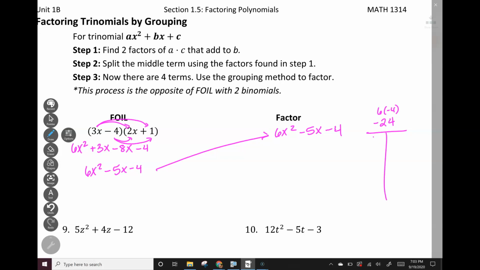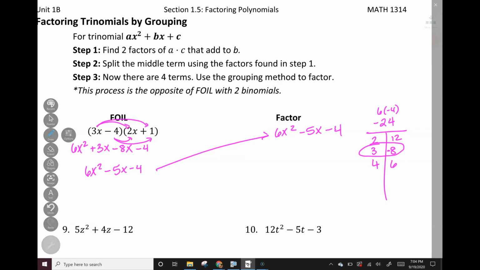And our factors, I'm not going to do 1 and 24. Let's do 2 and 12, 3 and 8, 4 and 6. And now we want the ones that add to negative 5. So they need to multiply to negative 24. So one's negative, one's positive, and they're adding to negative 5. So I need to make the 8 negative. We're going to use 3 and negative 8. Okay, so we did step 1. We found the 2 factors that multiply to a times c and add to b.